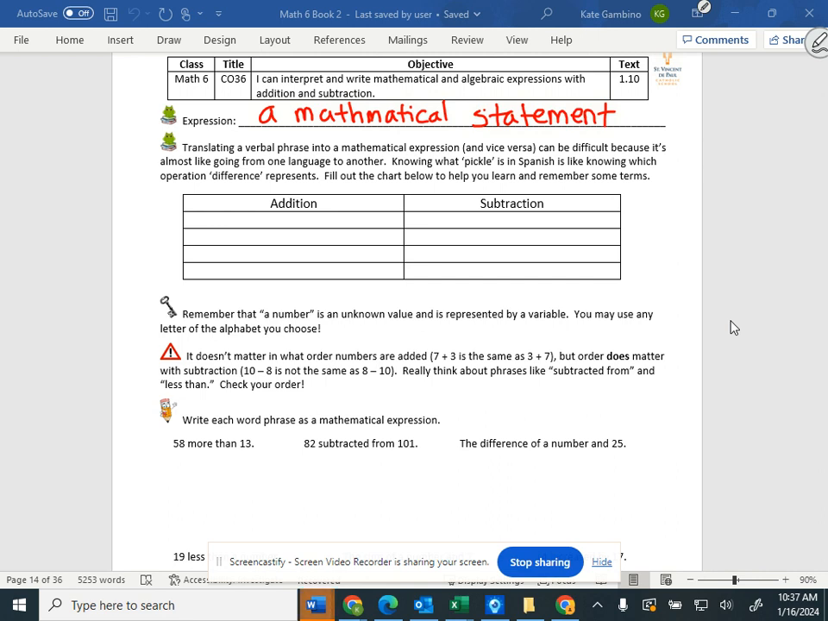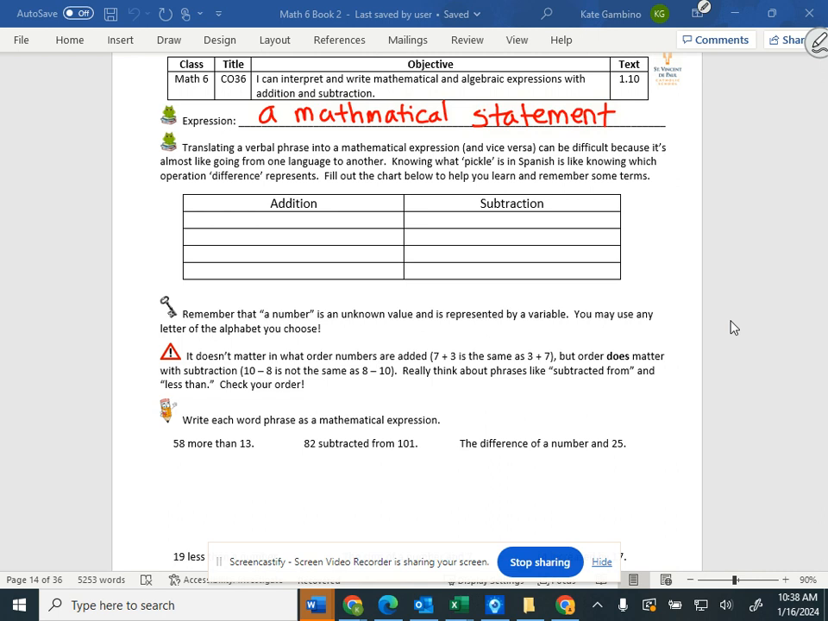Translating a verbal phrase into a mathematical expression or vice versa can be difficult because it's almost like going from one language to another. Knowing what pickle is in Spanish is like knowing which operation difference represents. So we're going to fill out this chart that you will be able to have on your help sheet for when we test. This is an important chart. We're going to fill it out so we can understand and learn the different words and terms.